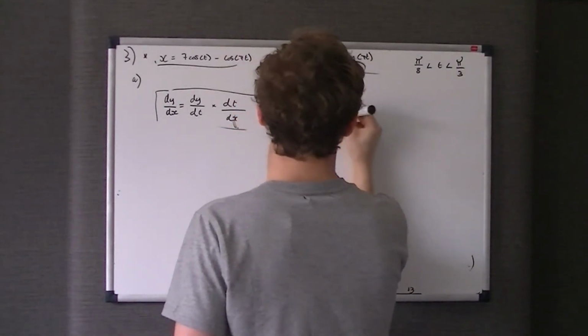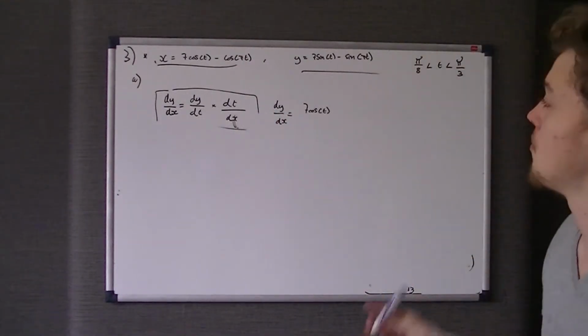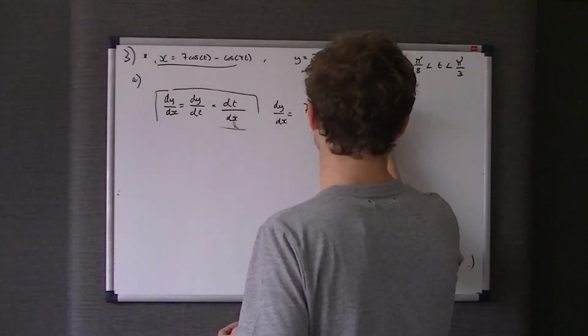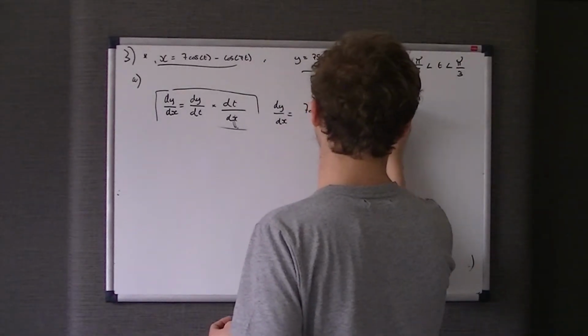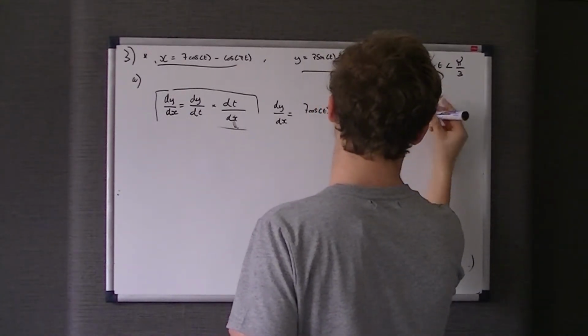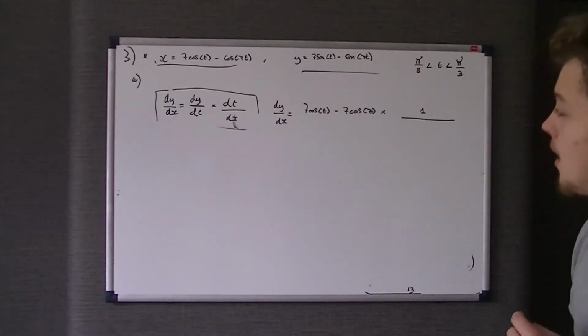The sin t on the second part stays the same, but we've got sin of 7t, so when we differentiate that, we get 7 cos 7t. And then we times it by 1 over the differential of x with respect to t.